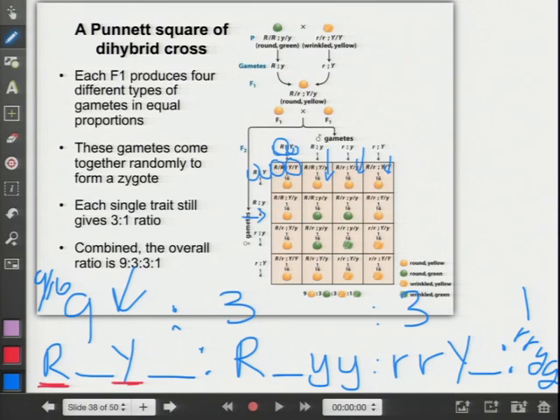All you need to do is remember this: 3 out of 16 are going to be dominant for one and recessive for the other. And then another 3 is recessive for one, dominant for the other. Dominant, dominant, 9 out of 16. Recessive, recessive, 1 out of 16. Right? That will never change.